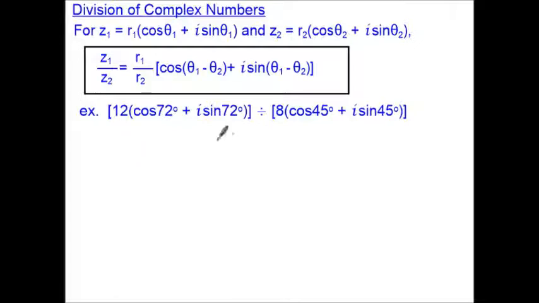So for something like this, we simply take the 12 divided by the 8, just dividing the r's, and then take your cis, and now we're going to subtract. So now 72 degrees minus 45 degrees. Okay, so the 12 over 8 reduces down to 3 over 2. And then I've got my cis, and then 72 minus 45 works out to be 27. I guess I didn't need the parentheses there, but there you go.